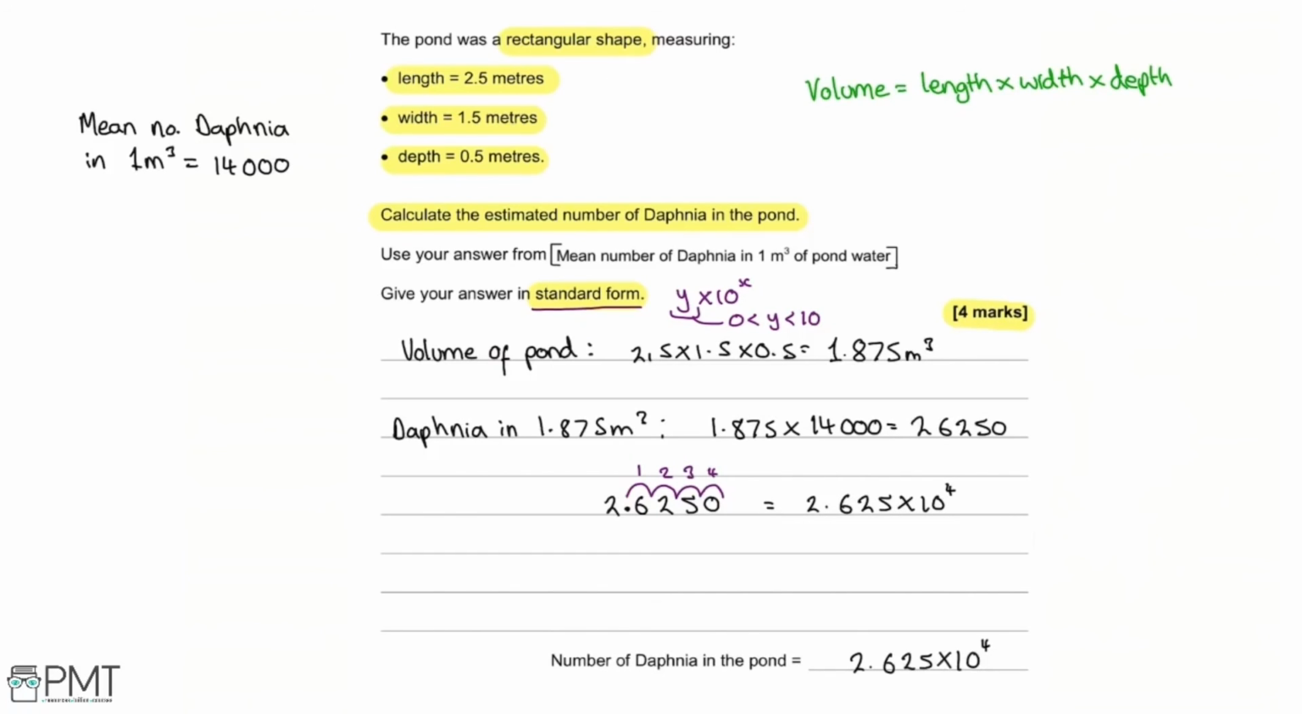Now for this 4 marker, you get the first mark for calculating the volume of the pond, the second mark for knowing to multiply that by your 14,000 calculated in the previous question, another for getting that calculation correct, and the last for your standard form.